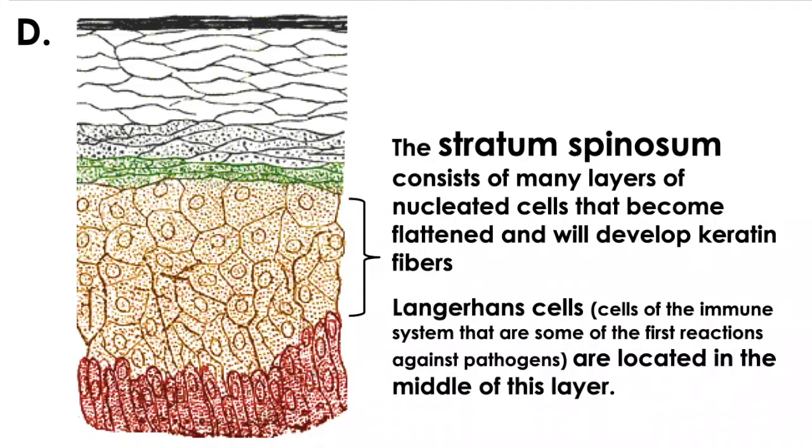Then we have the larger strata, and this is stratum spinosum, your spiny cells, different little shapes, which are larger, getting squished down, and that will go to the above layer. But these cells primarily have the Langerhans cells, which are the immune system cells. So these are primarily going to be found in the middle of this layer.